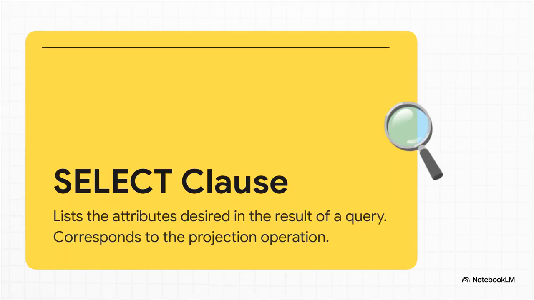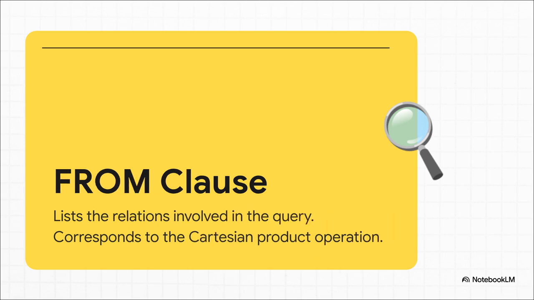First up, select. This is simply you telling the database what you want to see. It's the what. You're saying, hey, I'm interested in the book's title, or in our case, maybe the instructor's name. Next, from. This part tells the database where it should go look for that information. It's the where. It points to the exact table or the specific shelf that has the data you need.